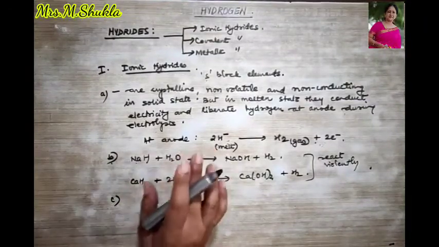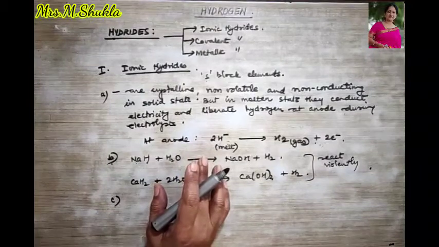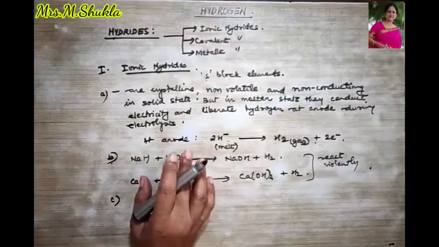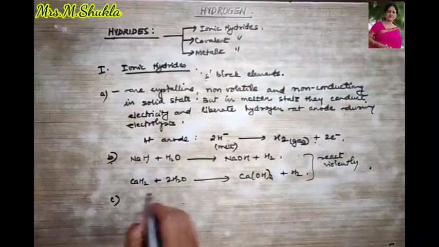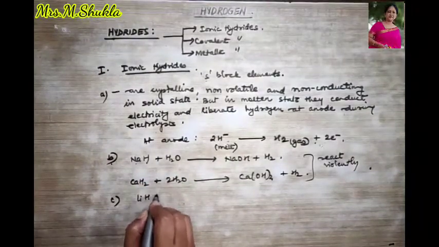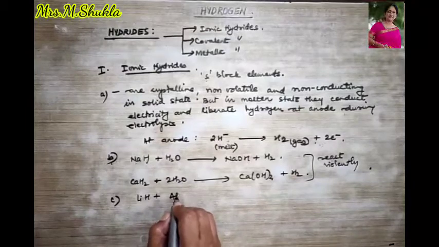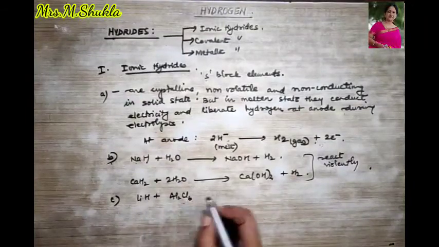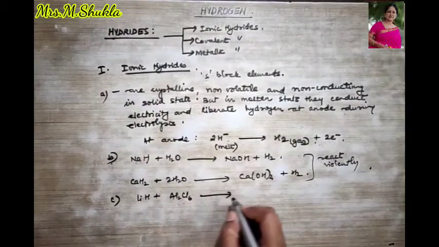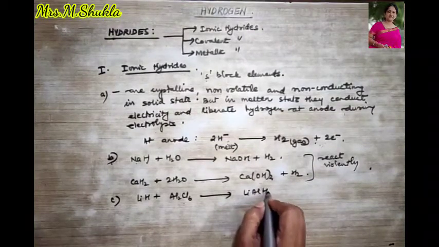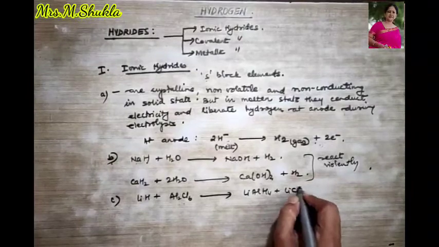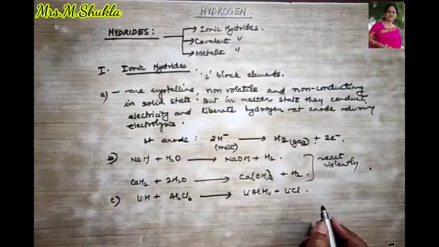Then next, the third point in ionic hydrides is that lithium hydride is rather unreactive at moderate temperature with oxygen or chlorine, but it is used in the synthesis of other useful hydrides. For example, lithium hydride can combine with Al2Cl6, that is aluminium chloride, forming lithium aluminium hydride, and lithium chloride is formed over here.